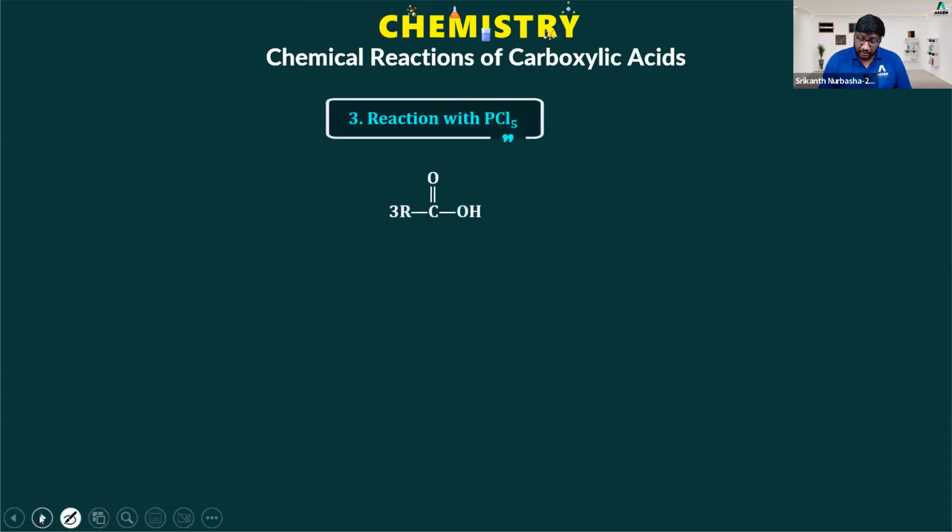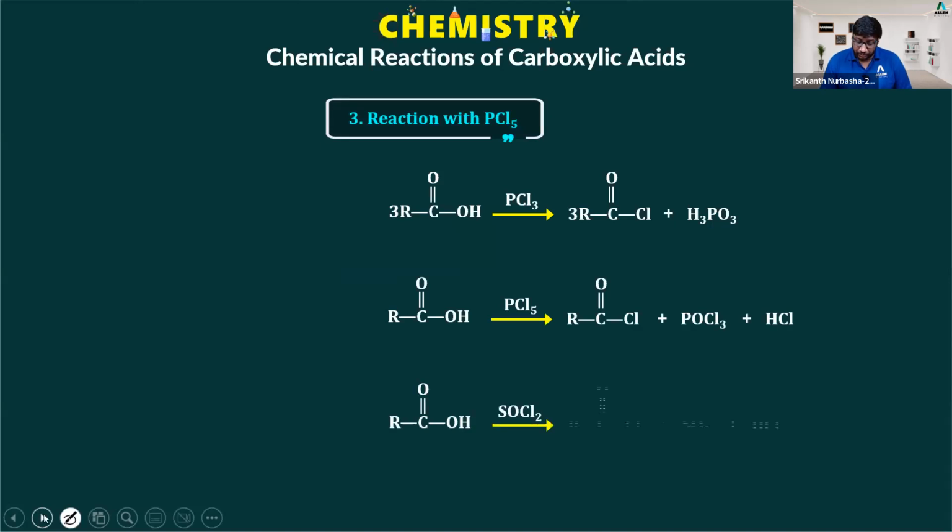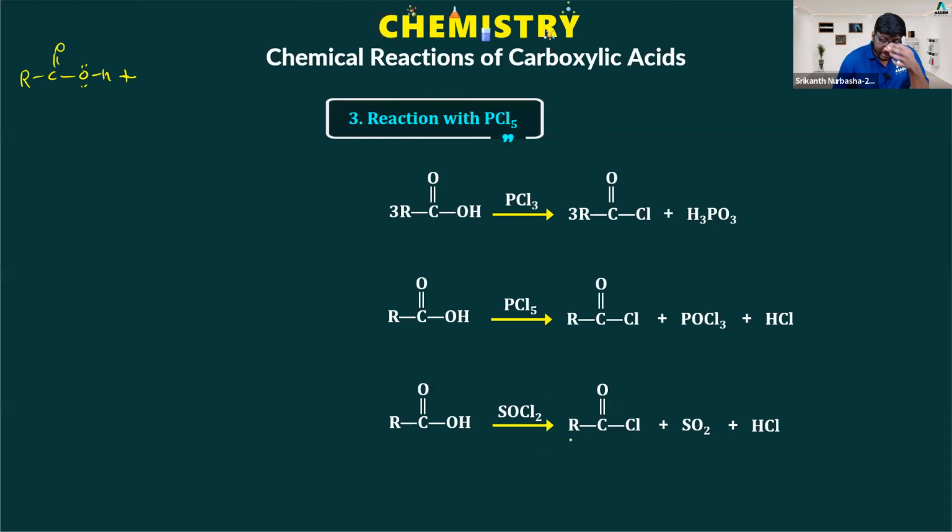Reaction with PCl3, PCl5 and SOCl2, same type of reactions whatever you are going to have. I'll write the mechanism here, for one compound I'll write. So RC double bond OH plus PCl5. PCl3, PCl5, SOCl2, they are going to be acting as respective electrophiles, and the respective carboxylic acid is going to be acting as a nucleophile.